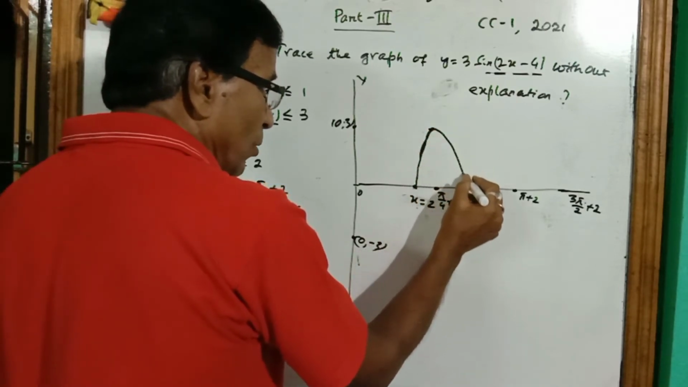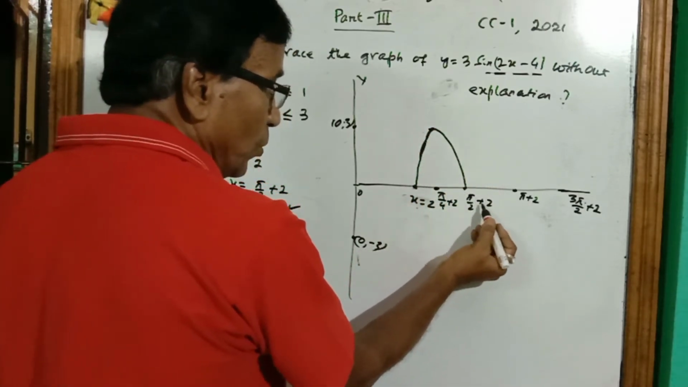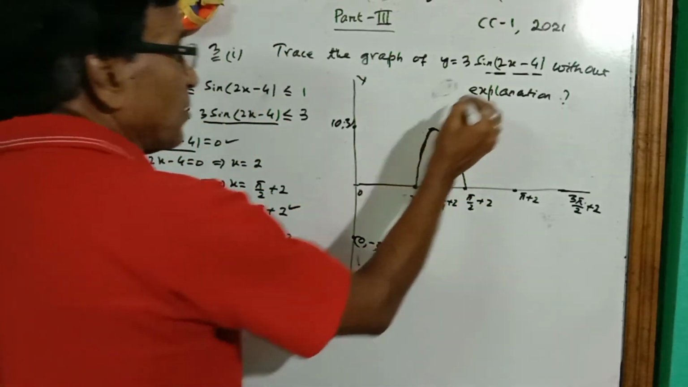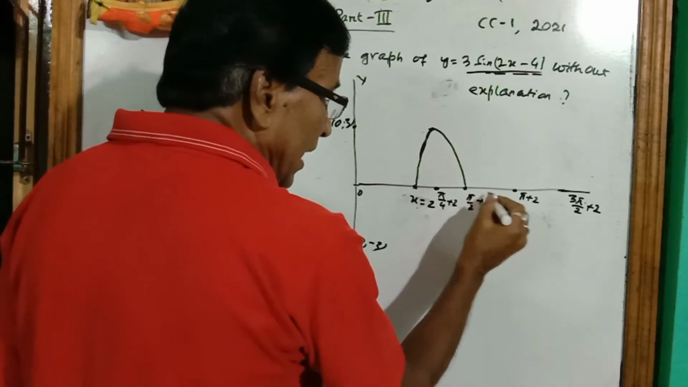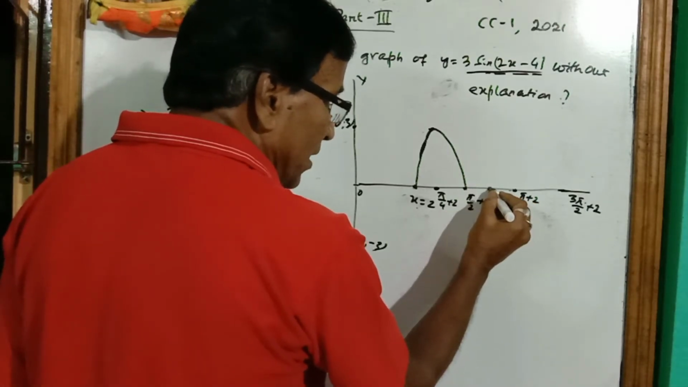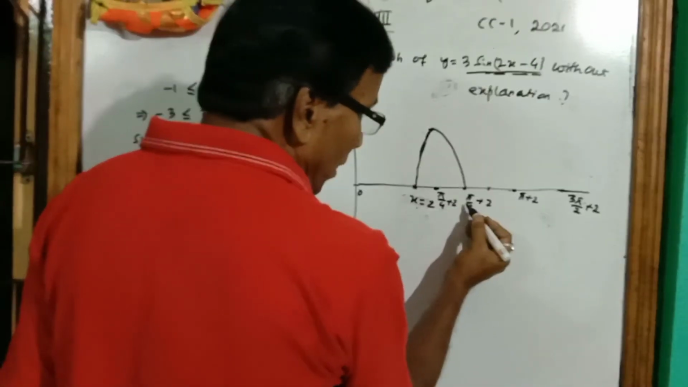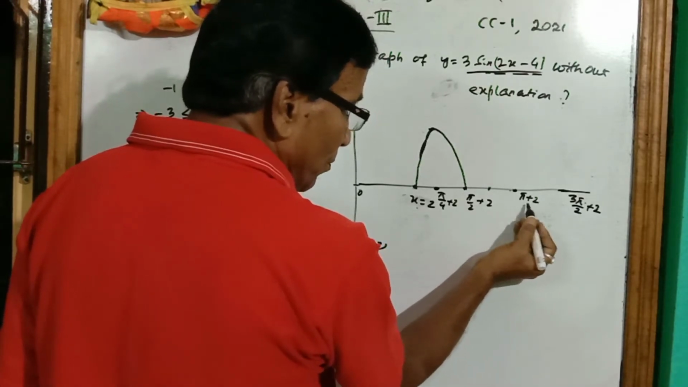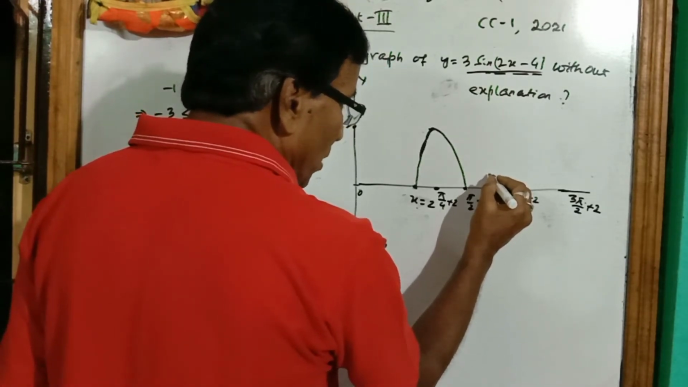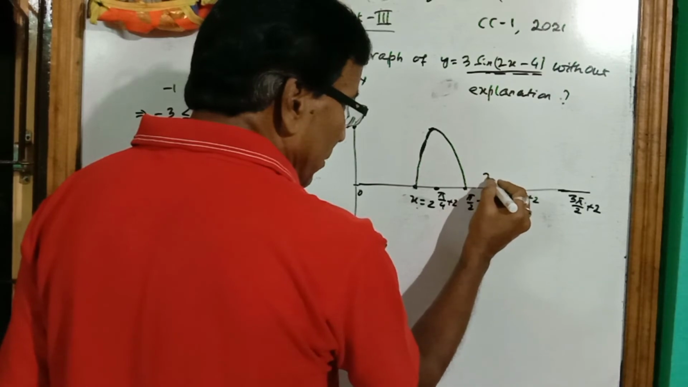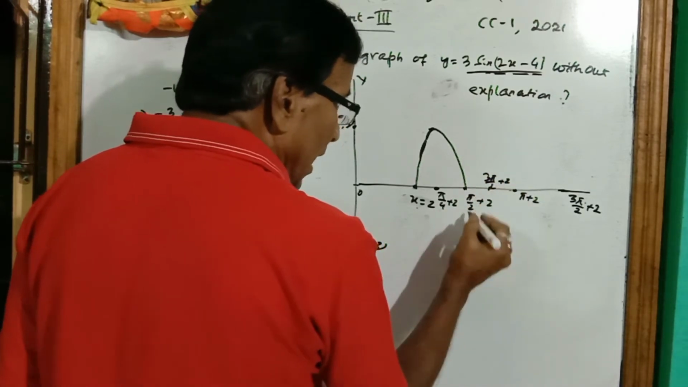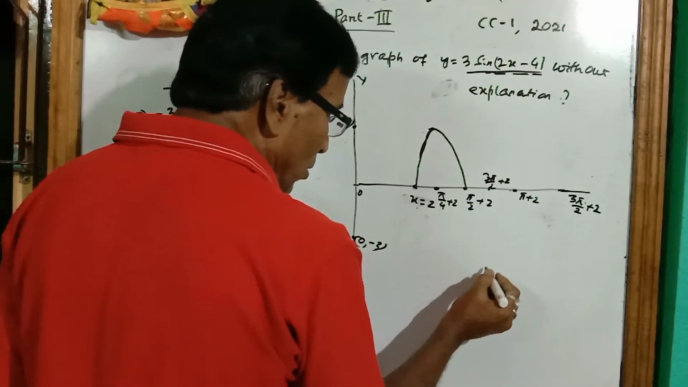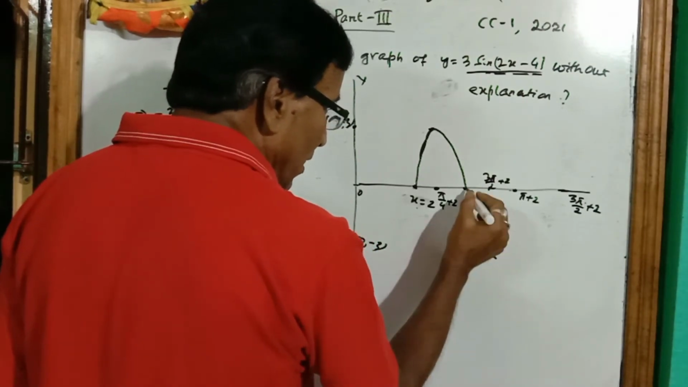Again it will be 0 at pi by 2 plus 2. At this point 3 sine of (2x minus 4) will be 0. Again, at the midpoint of pi by 2 and pi, which is 3 pi by 4, plus 2, at this point it will be equal to minus 3.